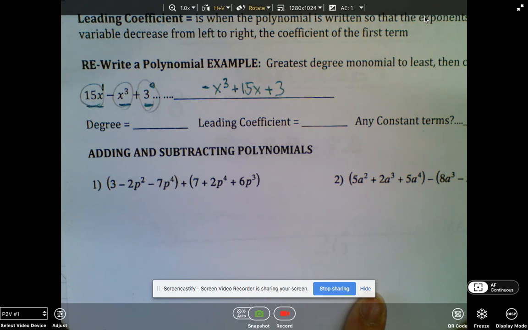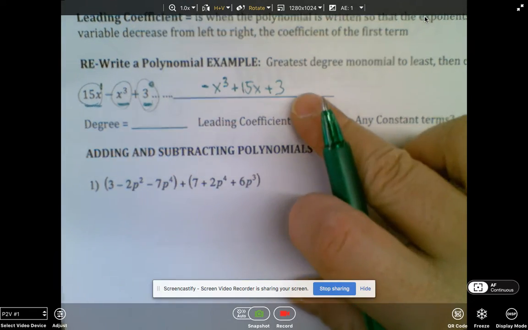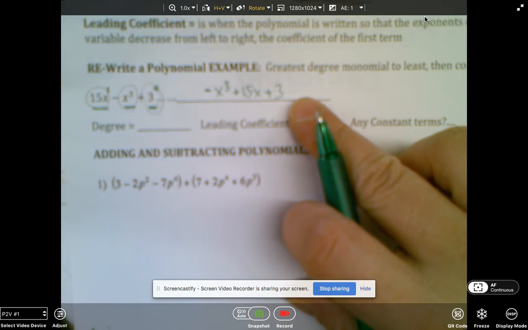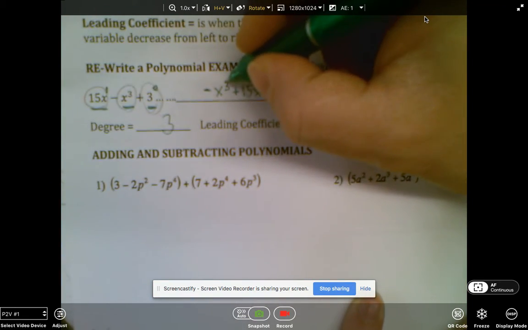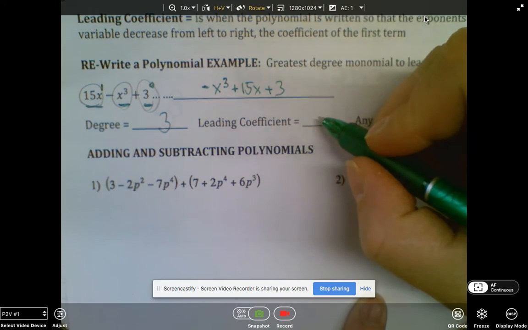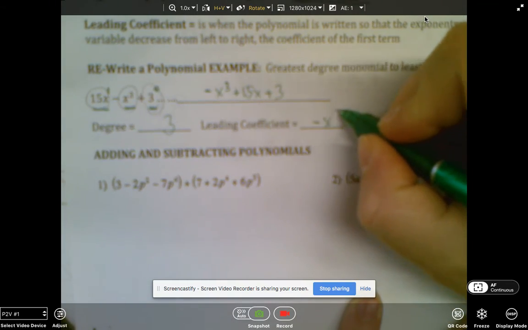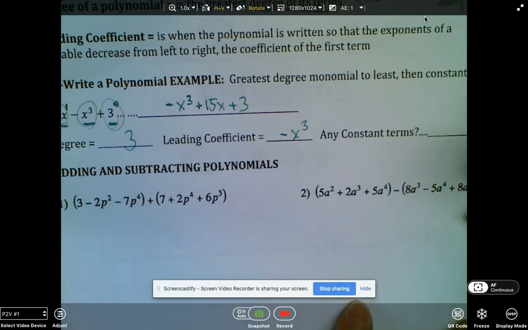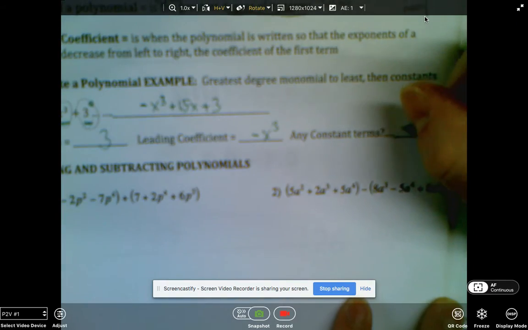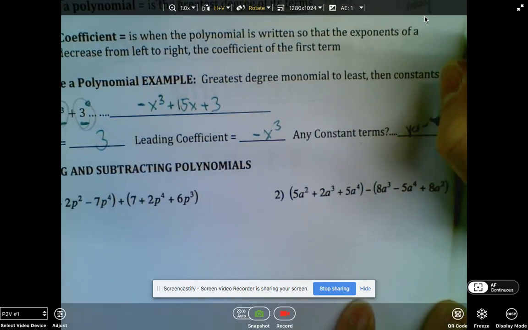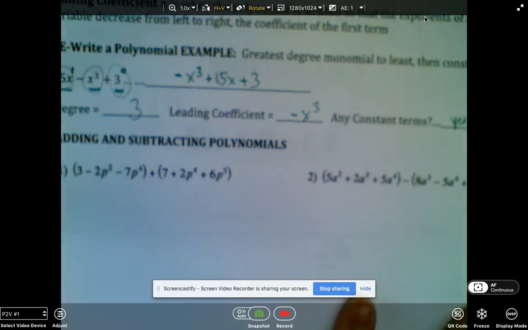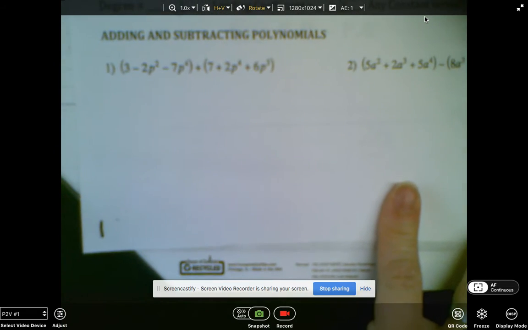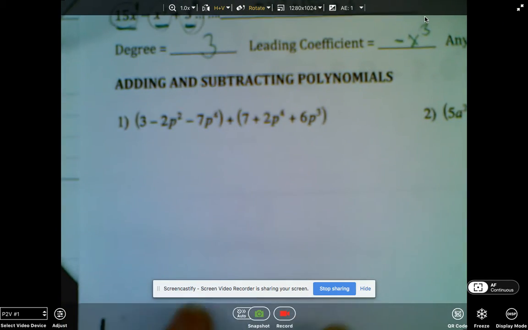So now that's in good order. Yeah, the degree, I would say this polynomial would be a degree of 3, because that's the highest: 3, 1, and 0. The leading coefficient is negative x to the third. And are there any constant terms? Yes, it's just 3, like that. So again, the terminology will come as we practice these, you do them in class.